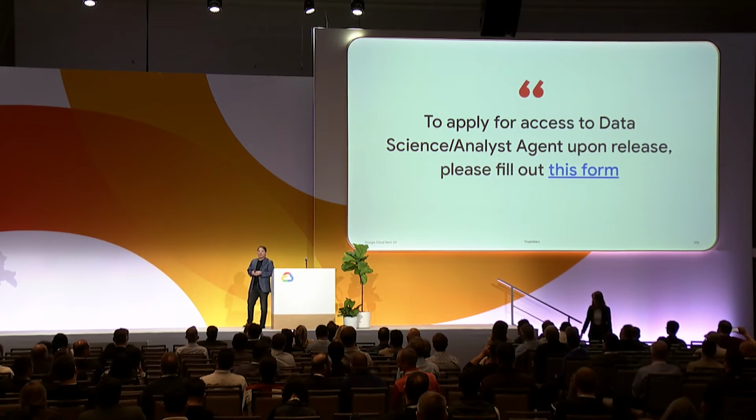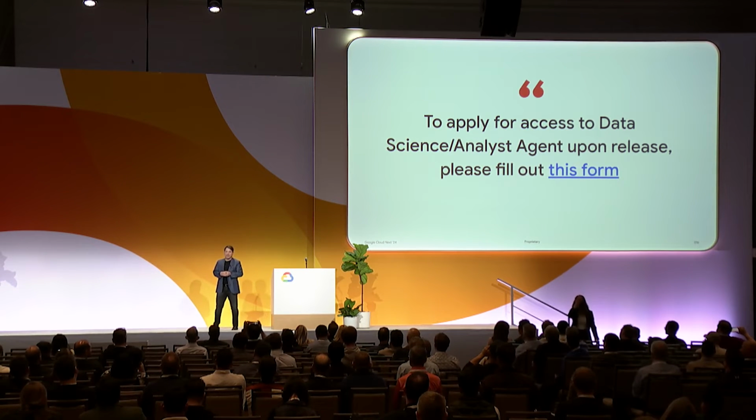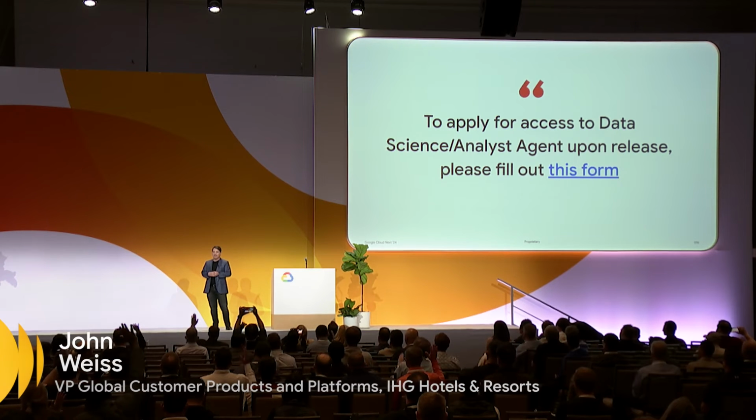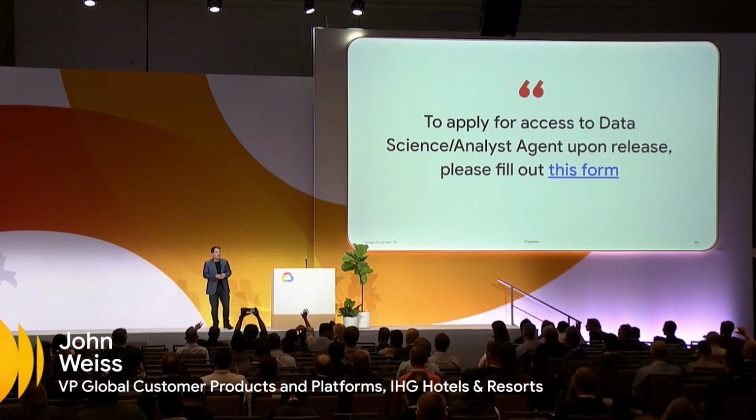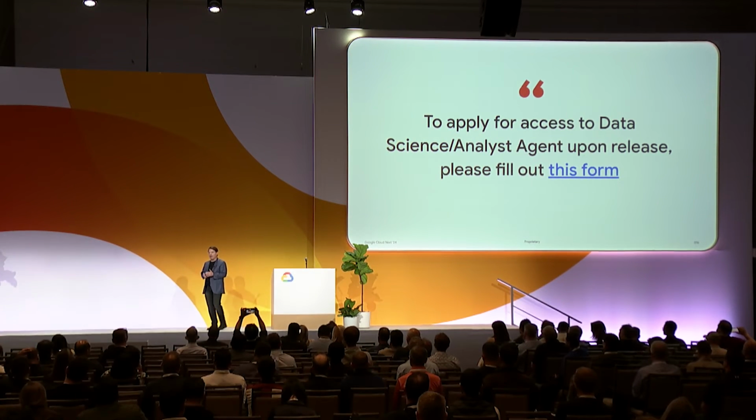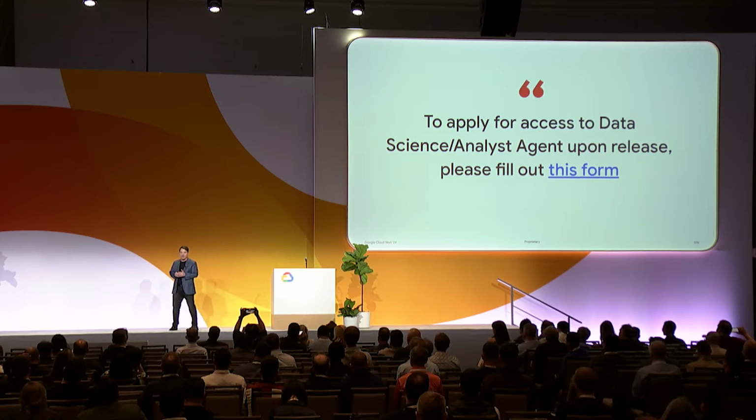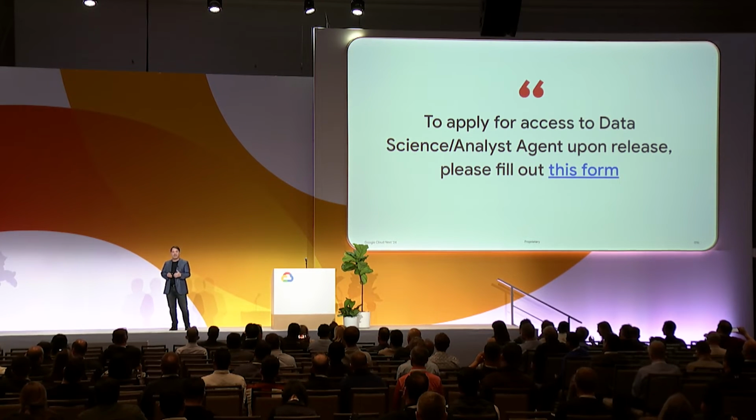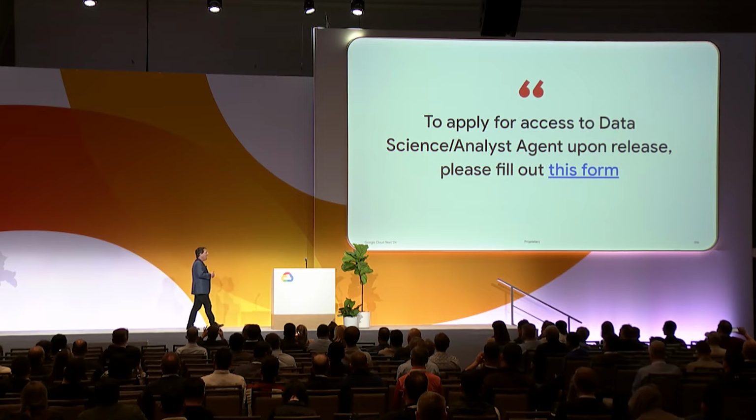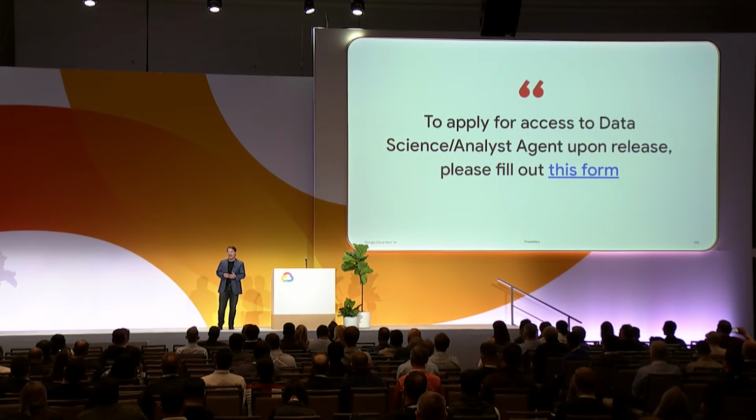Hey everyone, so first of all, how many of you have heard of IHG Hotels and Resorts? Okay, that's most of you, but you've definitely heard of our brands. We have 19 brands, 6,300-plus hotels, over 100 countries: Kimpton, Holiday Inn, InterContinental, and we're an 80-year-old company. We're not a technology company. We are a hospitality company.